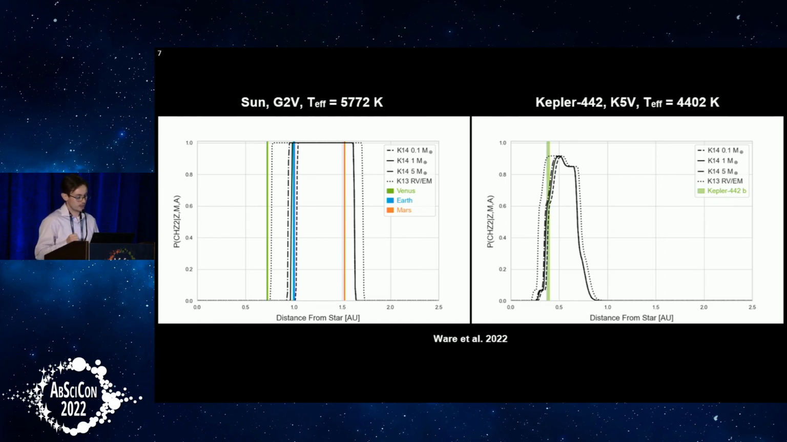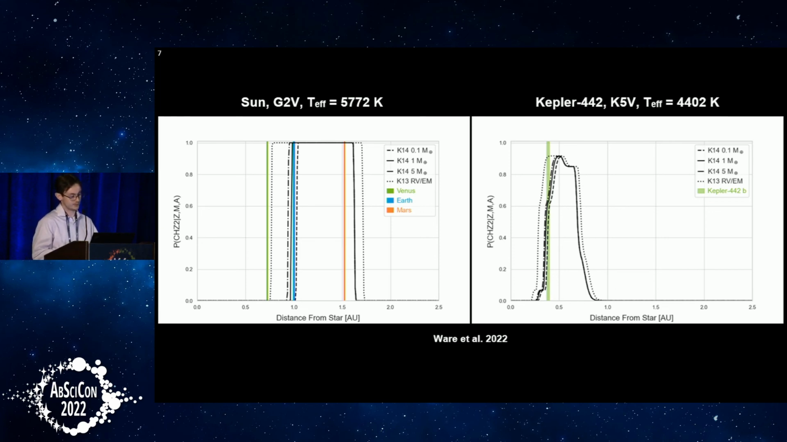Orbital radii. And so we see that for all of the different models, it gives Venus a 0% chance of being within the CHZ2. Earth is given a 100% chance for every model except the most conservative one, which is the 0.1 Earth mass model. And Mars is actually given a 100% chance for all 4 models.